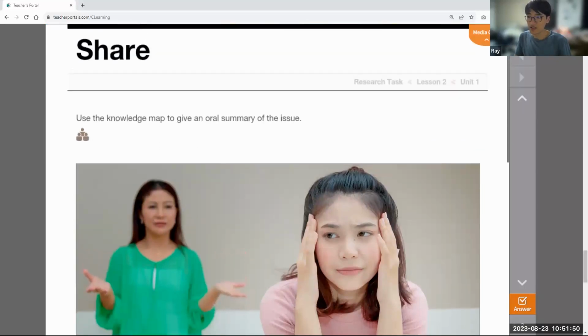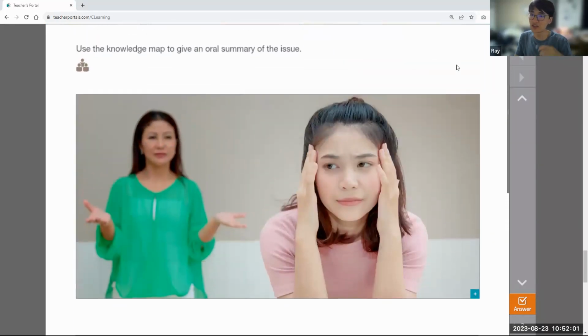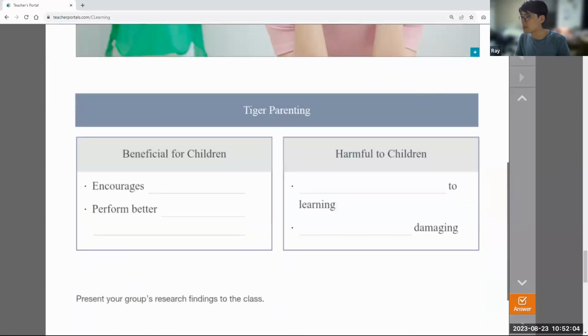Share. This share page is essentially a summary of the previous week's reading and listening. You can just elicit answers. You can be like, Amber, what do you remember from last week about tiger parenting being good for children? James, what do you remember from last week? Tiger parenting is harmful for children. It's really just a review from last week, so you just want to elicit answers from students. Nothing difficult on this part. It's just recall and review.